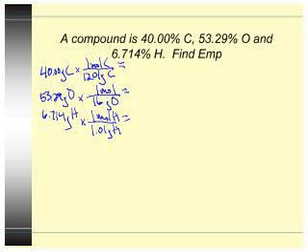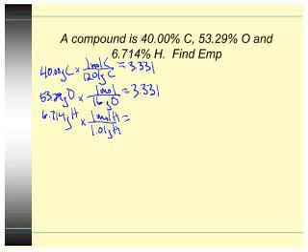So do this happy math. 40 divided by 12.01 is 3.33. And you might already be thinking this is going to be a third, but it's probably not, because I'm going to have to divide by the smallest number. So 53.29 divided by 16 is also 3.33. So that tells me that the carbon and hydrogen will probably have the same subscript.